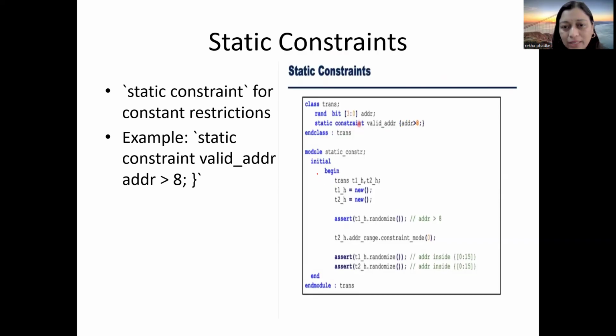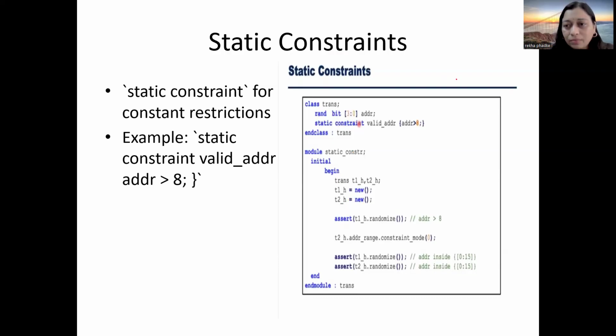So when I do that, see what happens. Then I have module static, this is the name of the module anyway. Then inside that I'm creating two objects, T1_H and T2_H. Two objects are created and I'm instantiating them with new instances. T1_H has now all the variables declared with initial values. T2_H is an object declared with initial values. Now I'll say assert of T1_H.randomize. It returns a failure if this function fails. Otherwise, it will have a constraint on ADDR to have a value greater than 8, okay?